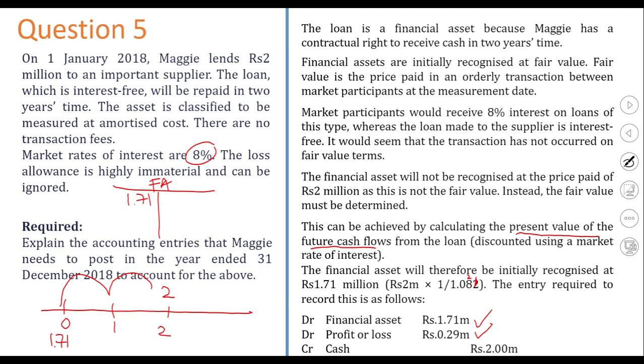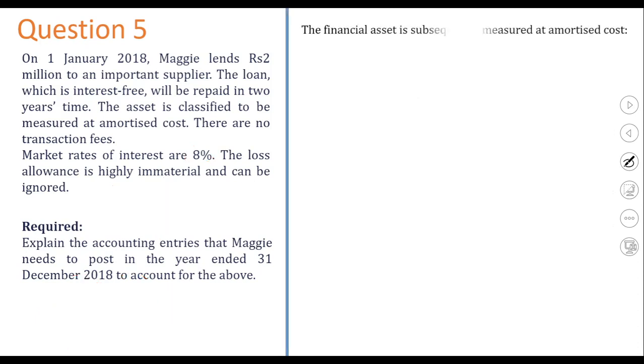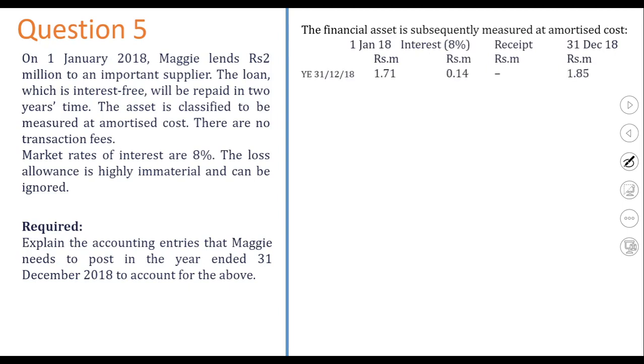We should do unwinding. The unwinding concept will be applied. That is the amortized cost again. The financial asset is subsequently measured using the amortized cost, so this is the principle that I need to adapt. Balance at the beginning of the period 1.71. I am unwinding this using the effective interest rate of 8%, so the first year it will be 0.14. Now here I am not getting any interest, so the interest column becomes 0, and the closing balance will be 1.85.